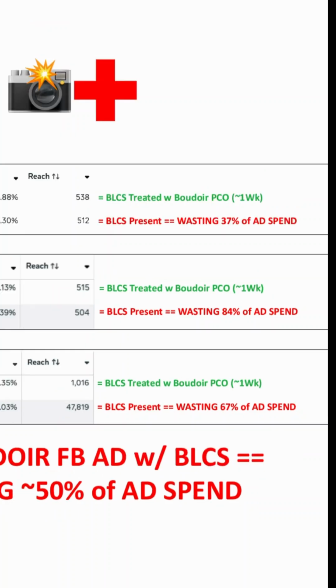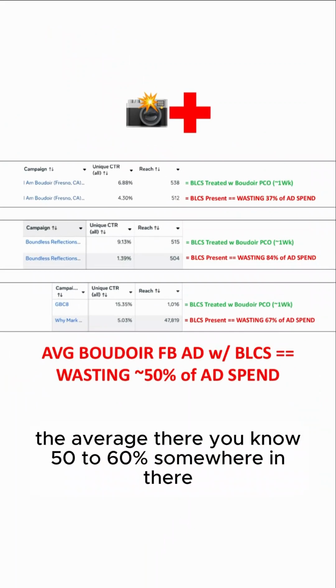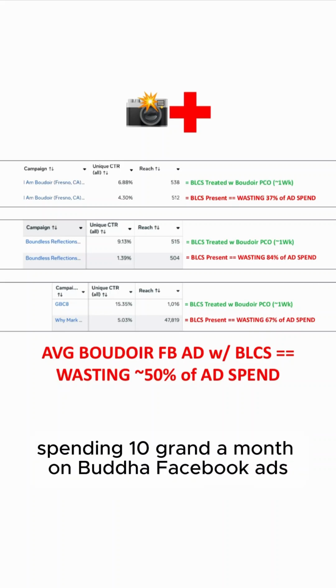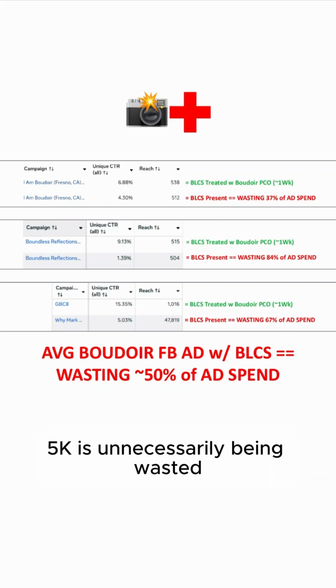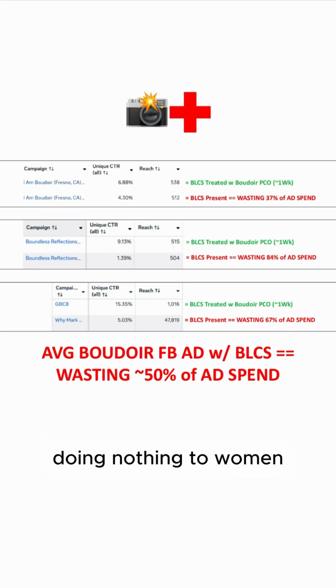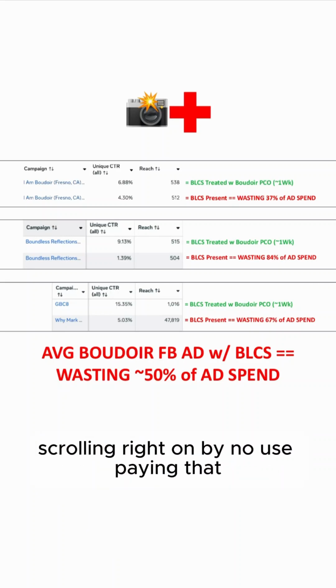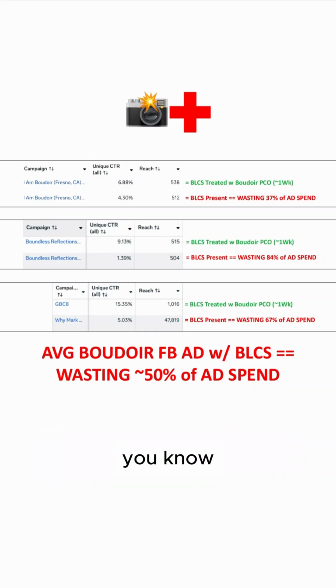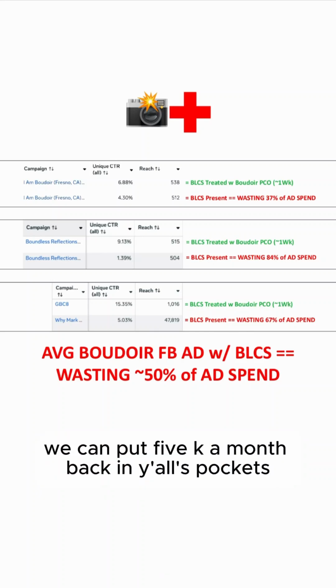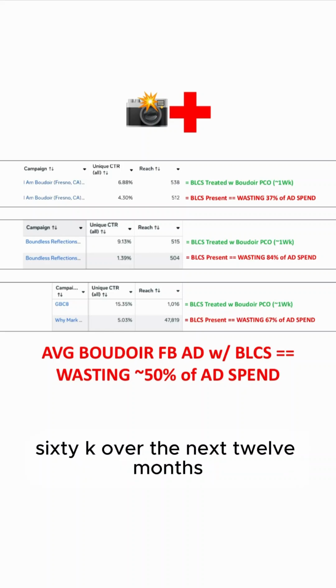So the average there, 50 to 60%, somewhere in there. So again, if you're spending 10 grand a month on Boudoir Facebook ads, 5K is unnecessarily being wasted, doing nothing but women scrolling right on by. No use paying that. And by eliminating that, we could put 5K a month back in y'all's pockets, 60K over the next 12 months.